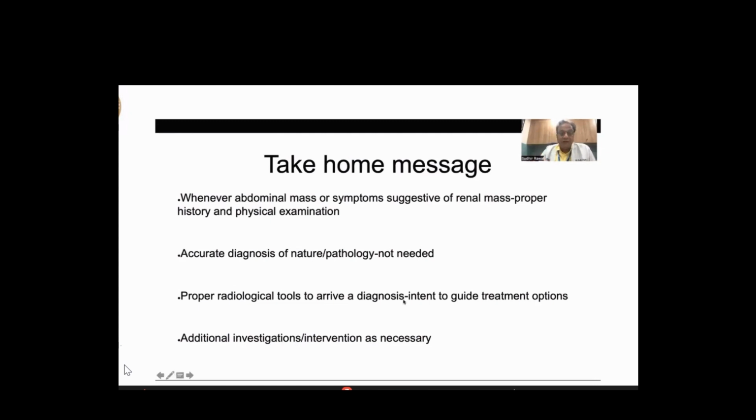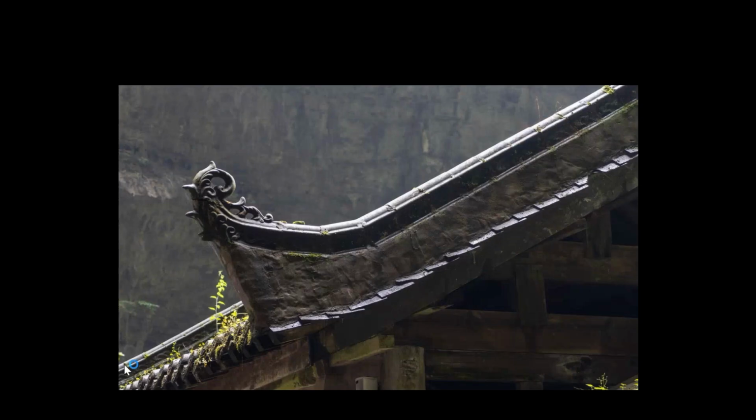Proper radiological tools guide the treatment option. One should not hesitate in doing CT angio, augmented reality, or MRI. You can use all modalities in a single patient. Use them judiciously. Nowadays, one should not hesitate in these modalities. So thanks a lot for this opportunity.